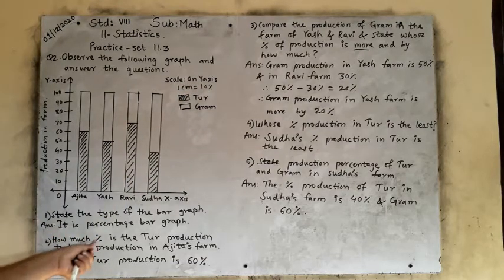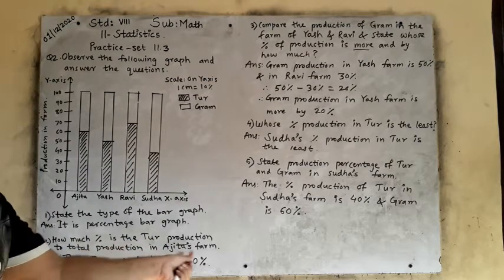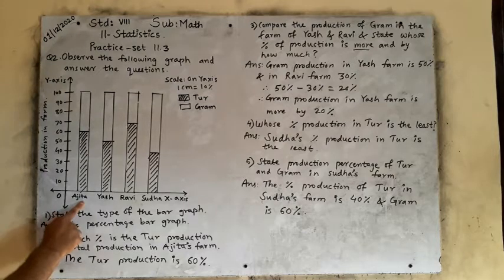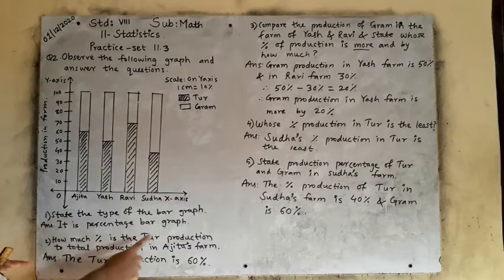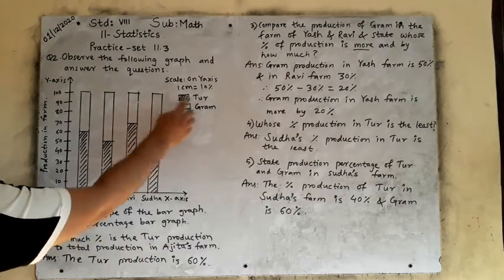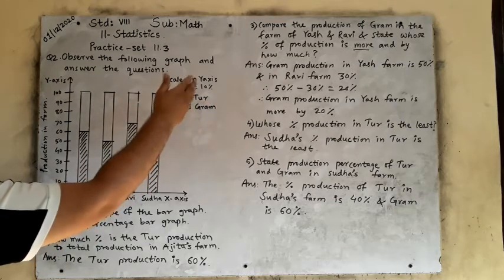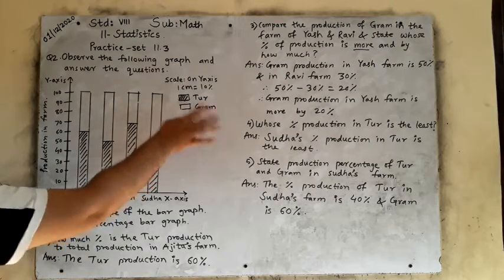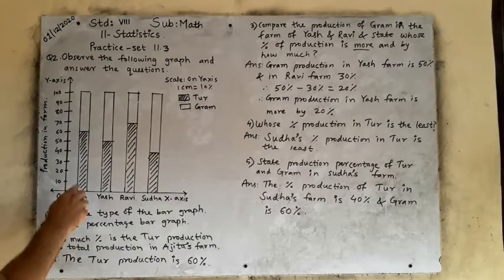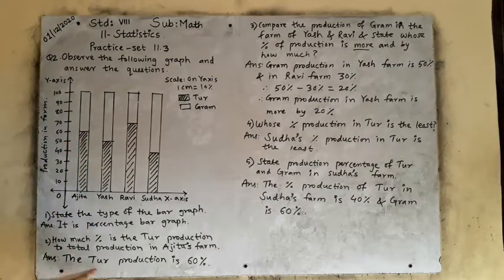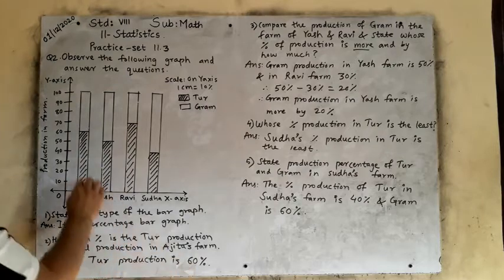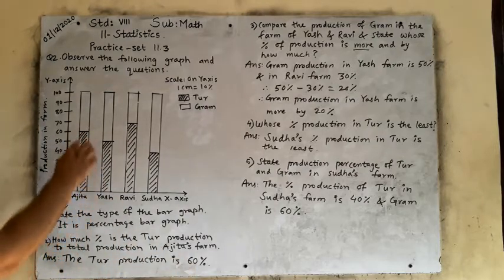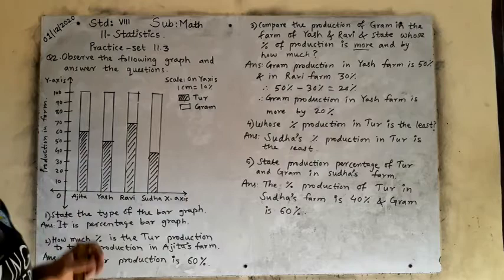Number 2, how much percentage is the tur production to the total production in Ajita's farm? We have to focus on Ajita's farm. How much percentage is the tur production? Here tur is shown with the filled box, and gram with the empty box. So in Ajita's farm, the tur production is 60%. Can you see over here, in Ajita's farm tur production is 60%.